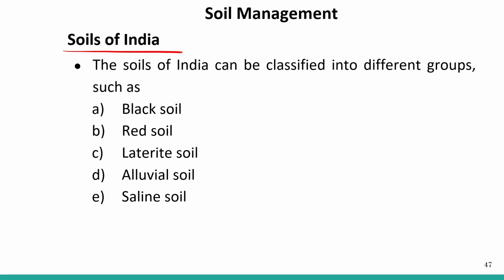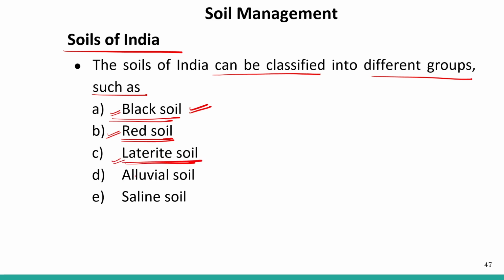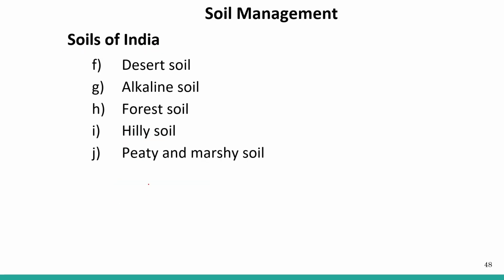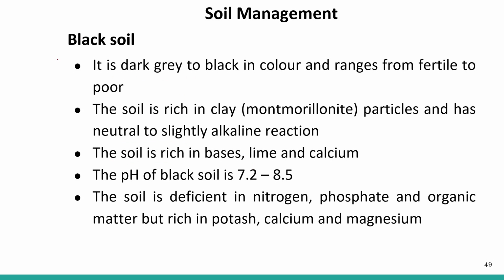Soils of India. The soils of India can be classified into different groups, such as black soil, when the soil color is black; red soil, when the soil is red; laterite soil, alluvial soil, saline soil, desert soil, alkaline soil, forest soil, hilly soil, and peaty and marshy soil. So there are many different types of soil present in India. Let us start one by one.